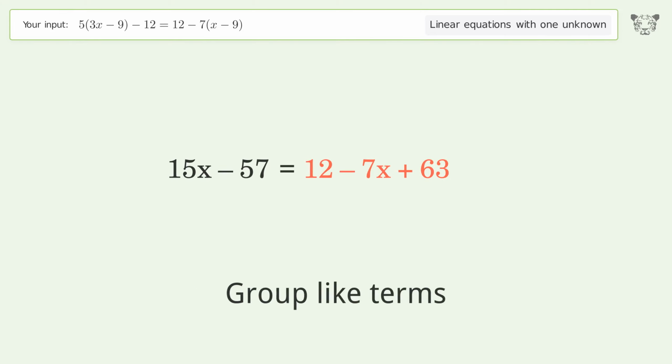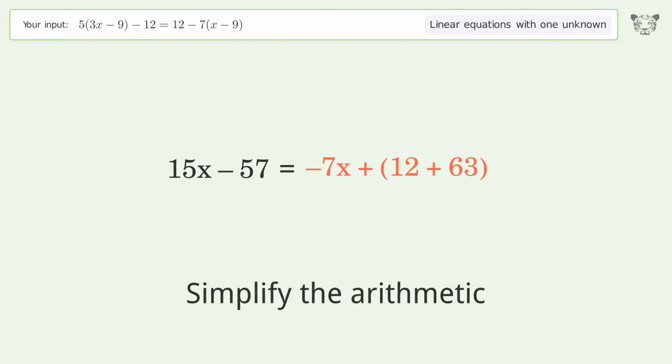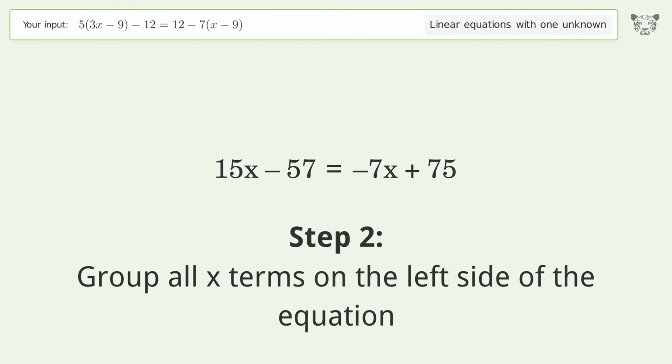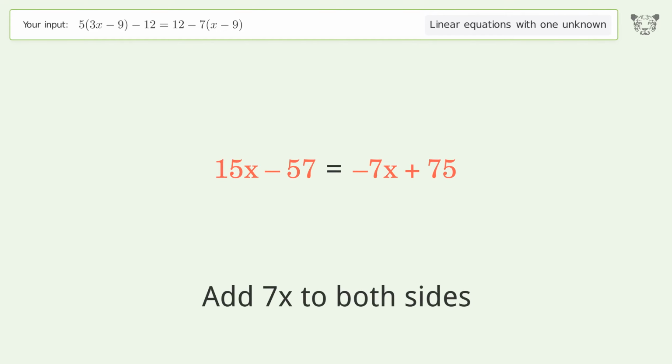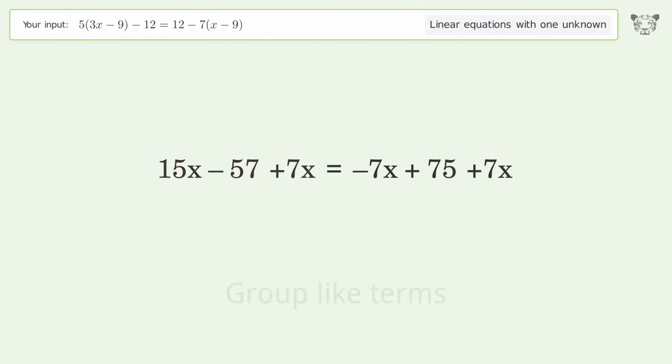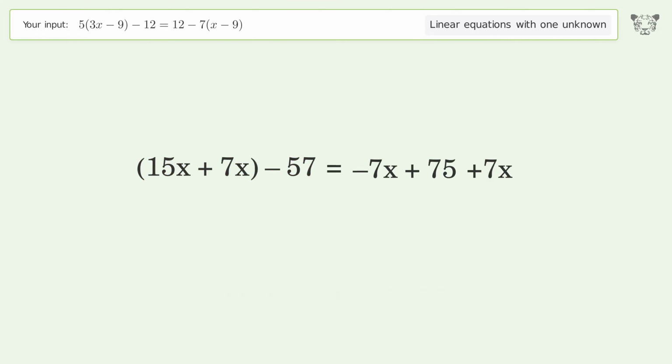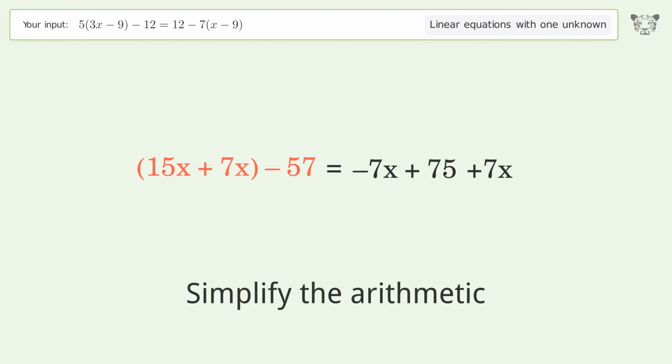Expand the parentheses. Group like terms. Simplify the arithmetic. Group all x terms on the left side of the equation. Add 7x to both sides. Group like terms. Simplify the arithmetic.